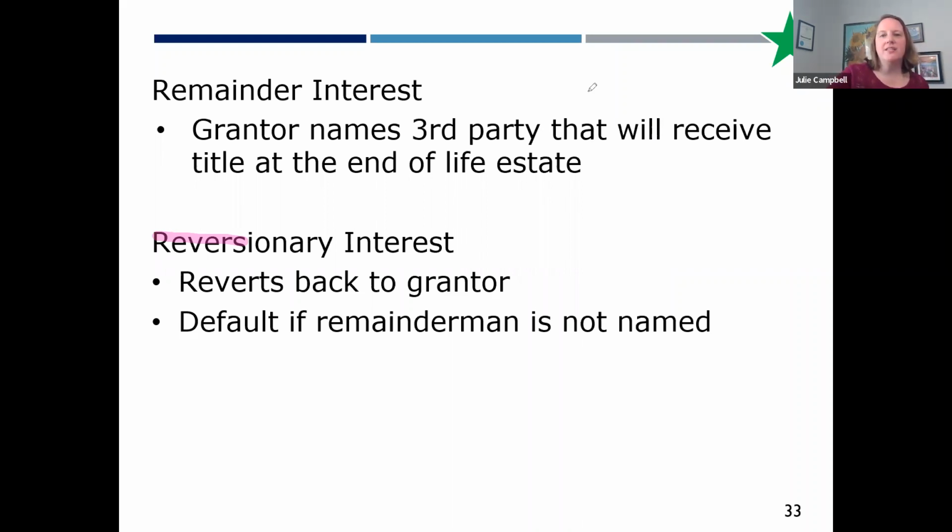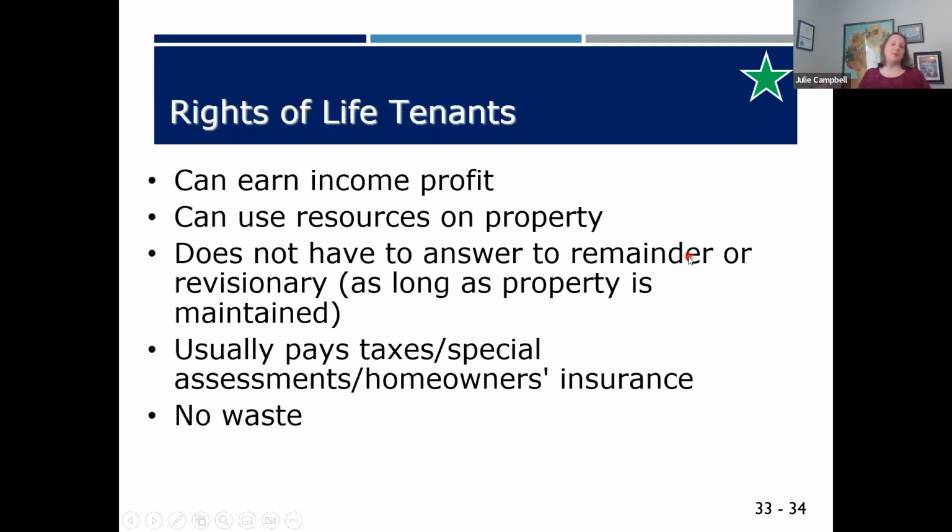We've also mentioned this life estate. Let's talk, or I'm sorry, the life tenant. Let's talk a little bit more about the life tenant. Again, you guys understand the life tenant owns the property. So they can earn an income, they can profit, they can rent it out to tenants if they want to, they can harvest corn, they can earn an income. They can use the resources on the property, if there's a farm or an orchard.